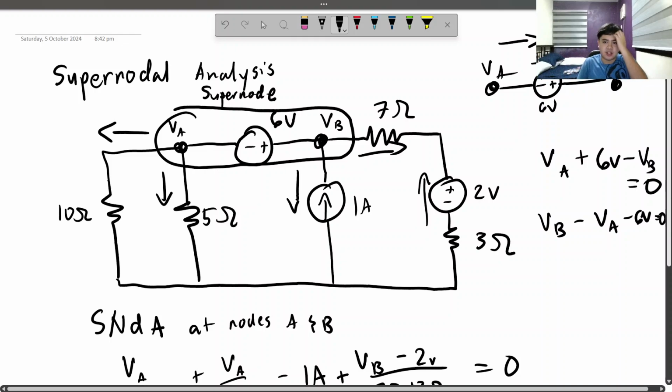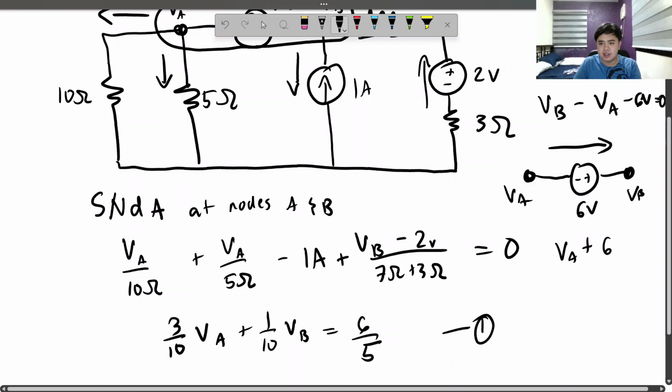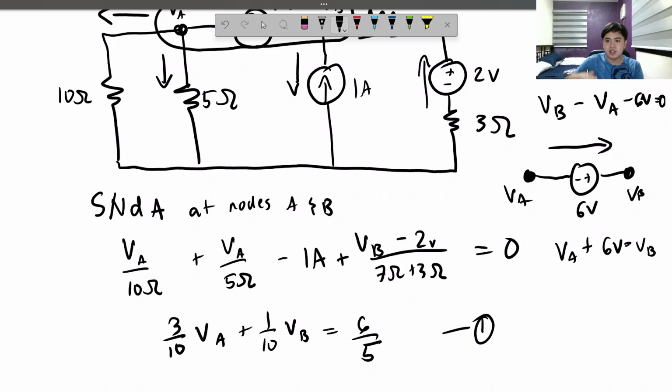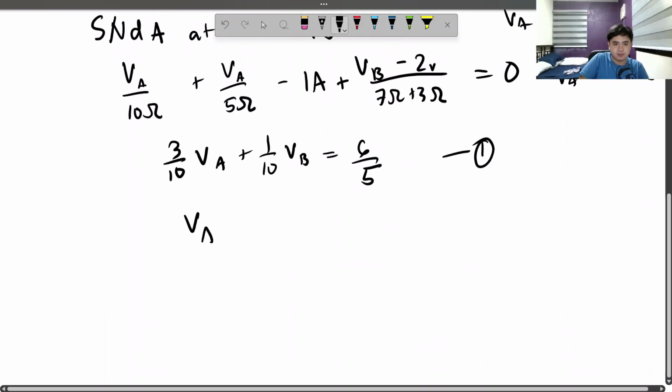Another way to think about this is look at the pathway, I guess, or the flow of voltages in here. It's going this way since the 6 volt voltage source is going that way. And if you follow it, you can see that VA plus 6 volts gives you VB. So VA here has some value, and then it passes through a voltage source going in the positive direction. So you add 6 volts to it, and then you get VB. So that's another way of looking at it. I will use VA minus VB equals negative 6.